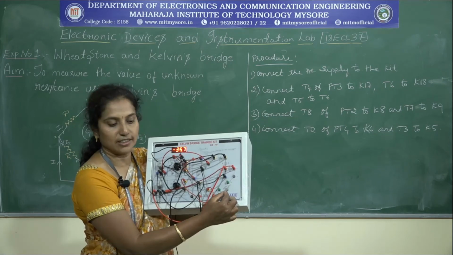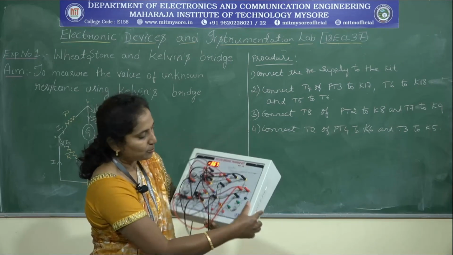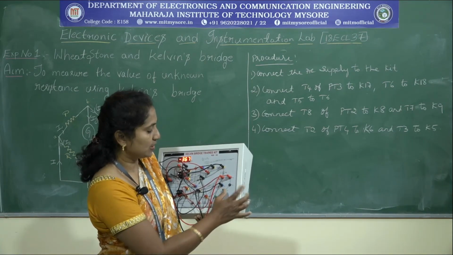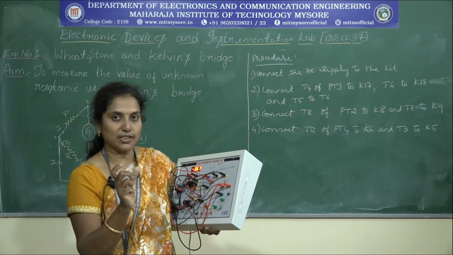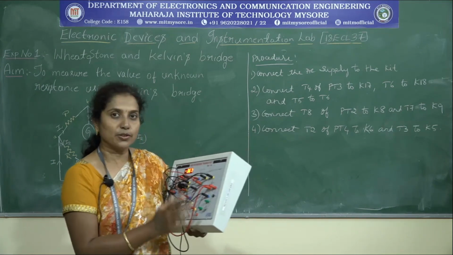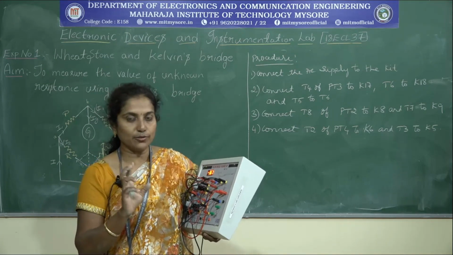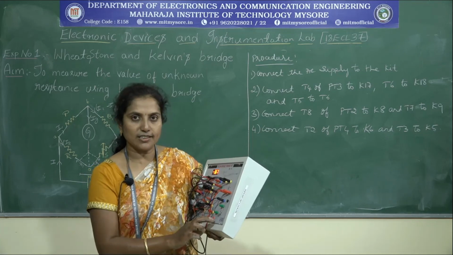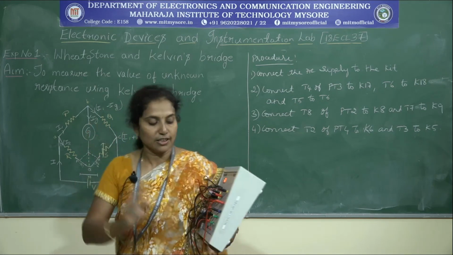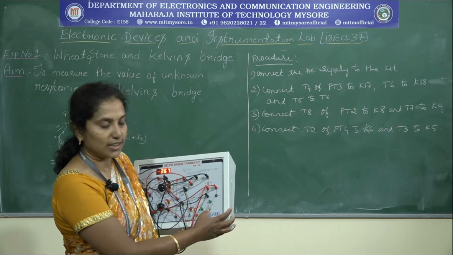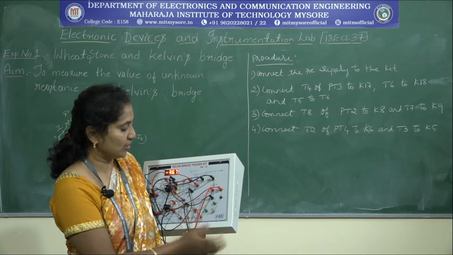You have to take one unknown resistance and connect it between these 2 points. Take a very small resistance value, around 1 ohm, because the limitation of the Wheatstone bridge is that we cannot get the exact value of less than 1 ohm. If you take less than 1 ohm, you can find it easily with the Kelvin's bridge. For that I have taken a 1 ohm resistance as the unknown resistance, connected between these 2 points.